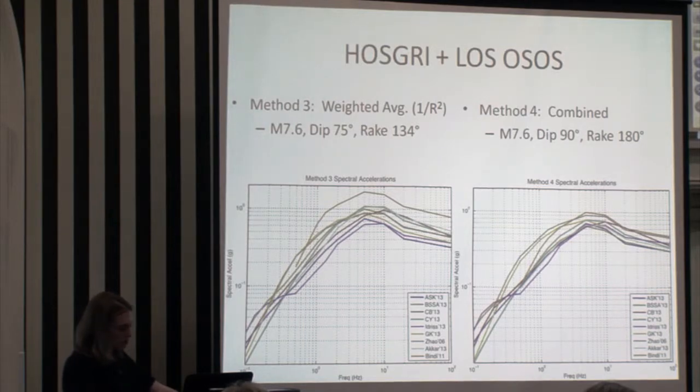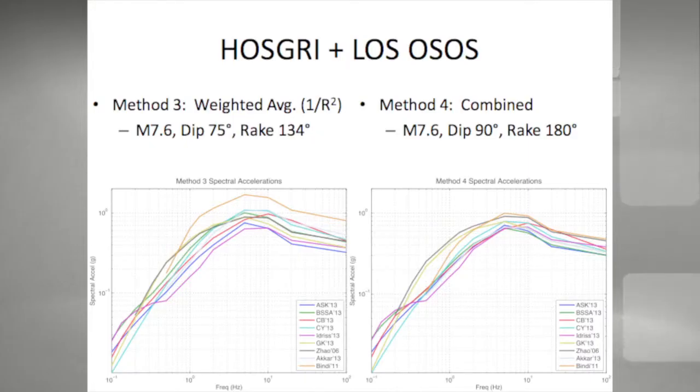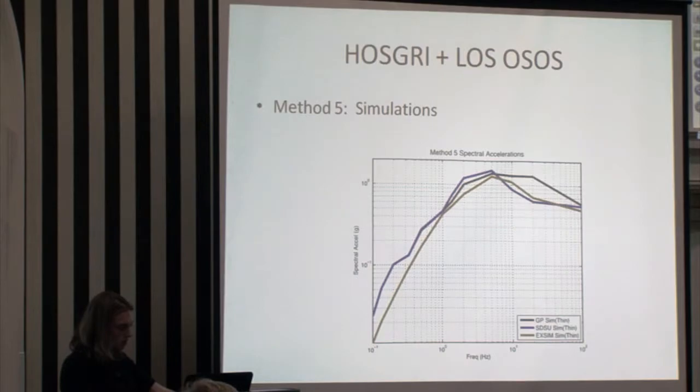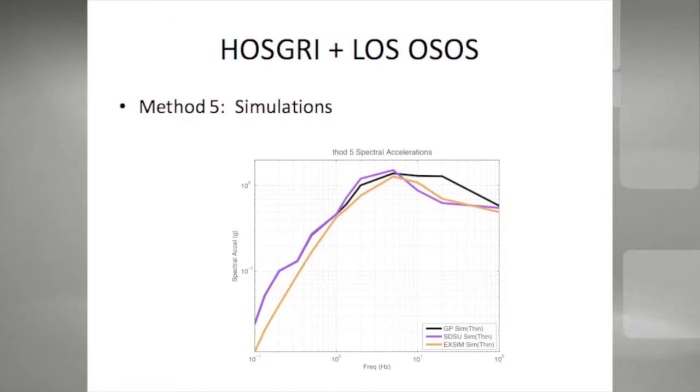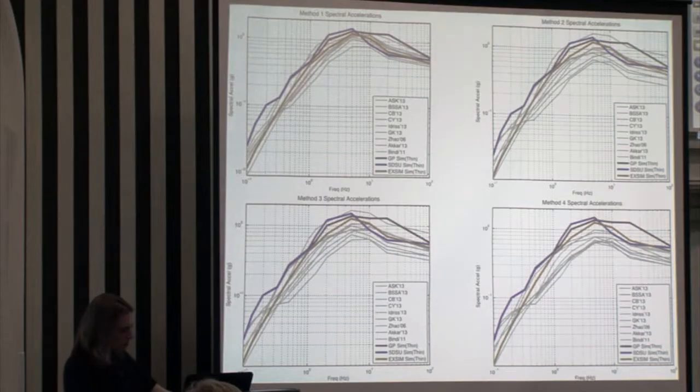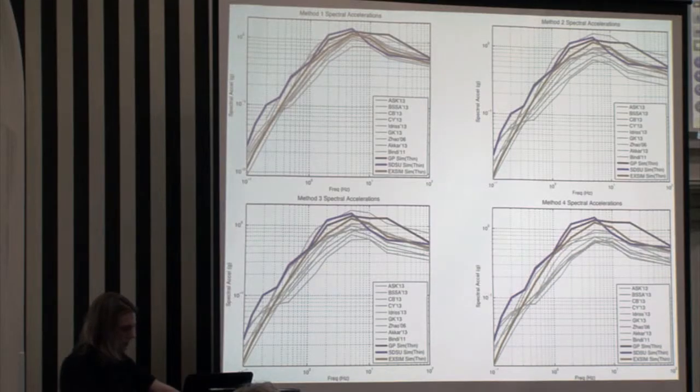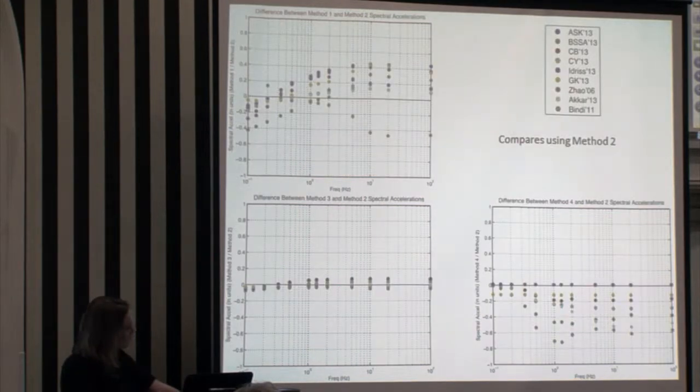Okay, and then again, we see large differences over R squared and the combined methods. And then here are the simulations, and then simulations compared with the other methods. So they're much larger here for this method 4. They're way above at the high frequencies. And then here are the ratios.